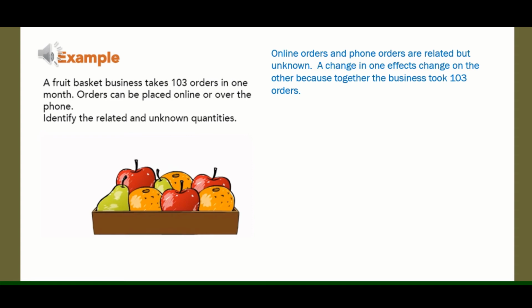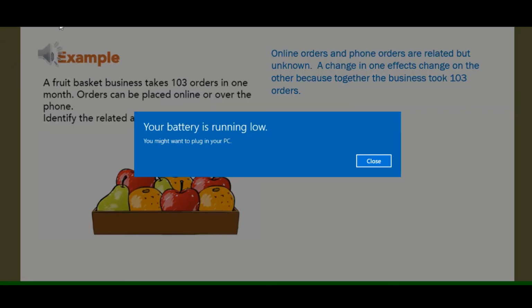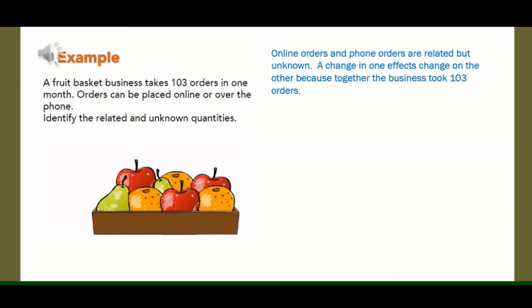So the given information that we have here is that the business takes orders, and those orders can be placed either online or over the phone. So the orders are the related but unknown quantity. Orders are placed either online or over the phone because the change in one is going to affect the change in the other. Together, the business orders must add up to only 103.